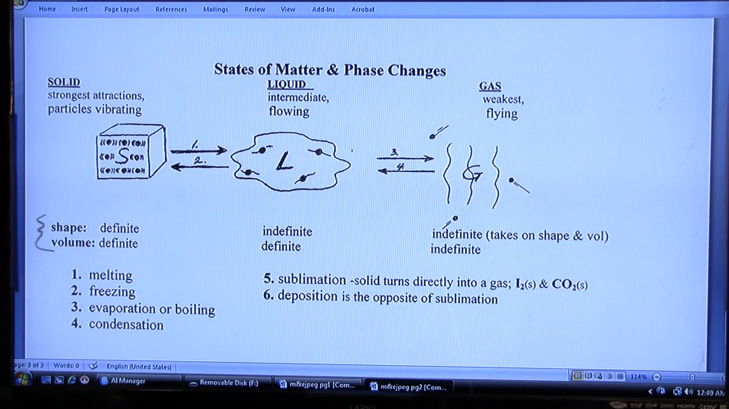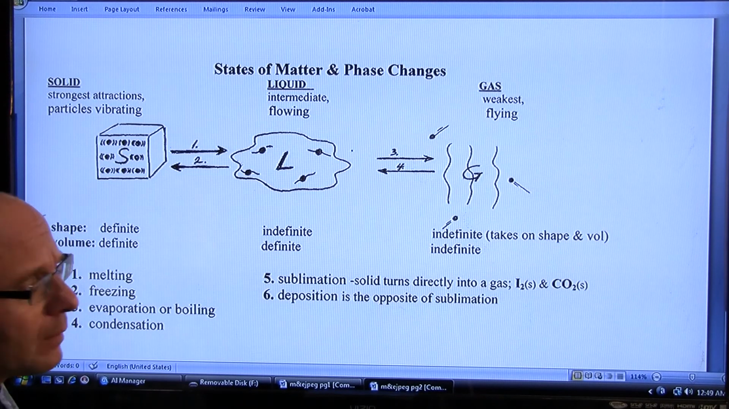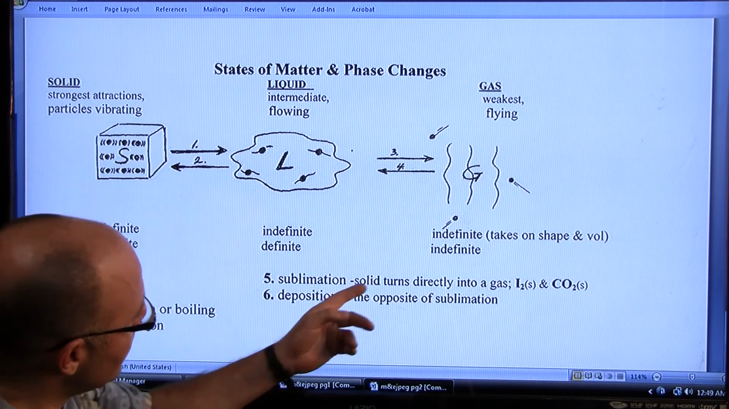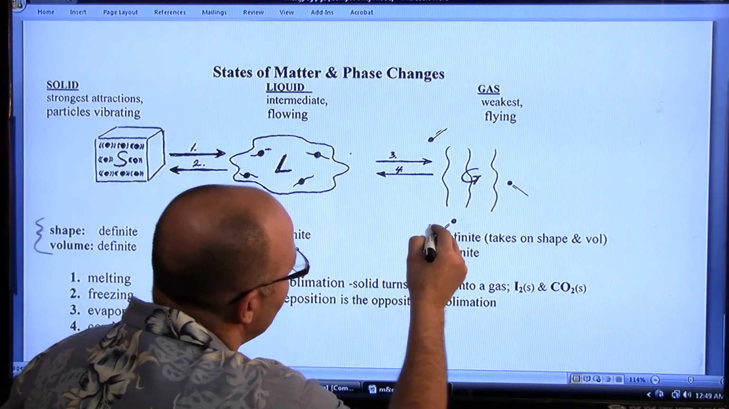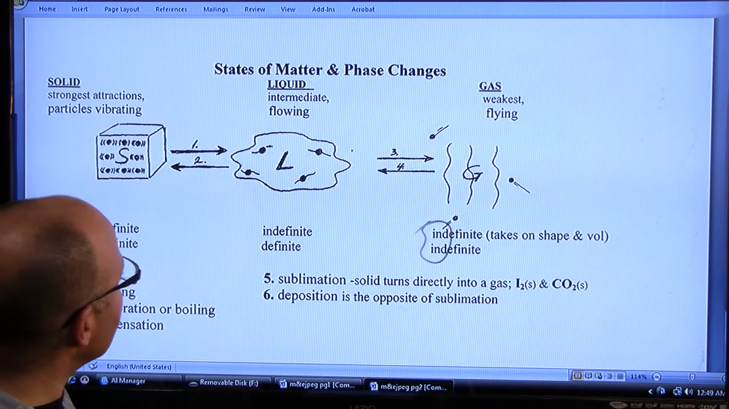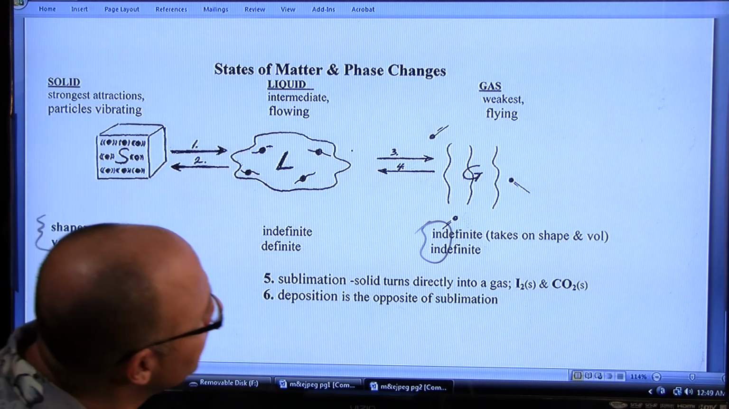When it comes to liquids, liquids have an indefinite shape and a definite volume. So liquids take on the shapes of their containers, but not their volumes. Gases, on the other hand, have both indefinite shape and indefinite volume. What that means, again, is a gas will take on the shape and the volume of its container.